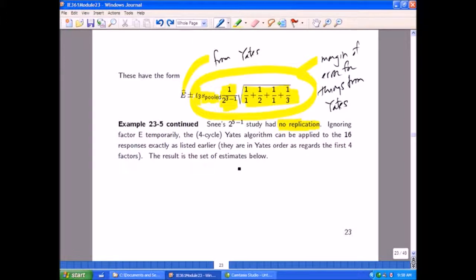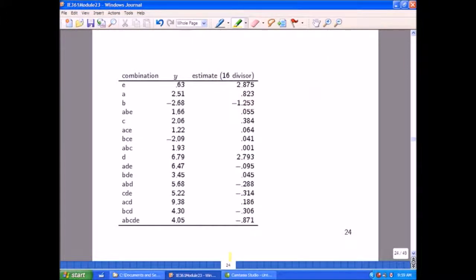So we've got A, B, C, D, and E. And to do data analysis, I ignore the last factor for the time being and pretend there were only the first four factors, and do an analysis, go through the Yates algorithm as if there were only the first four.